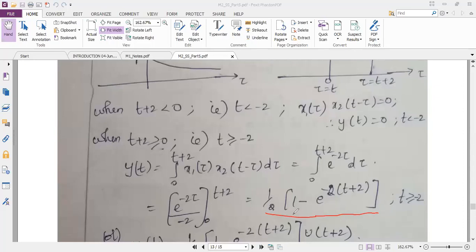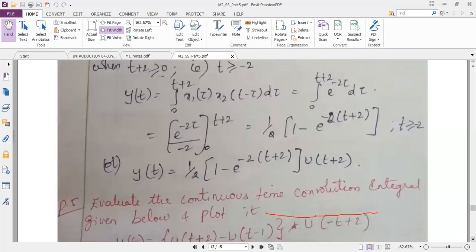1/2 into 1 minus e power minus 2 t plus 2. Okay, u of t plus 2. If you do not write u of t plus 2, then instead you will write t greater than or equal to minus 2. Okay, very good. So I hope you understood this clearly.